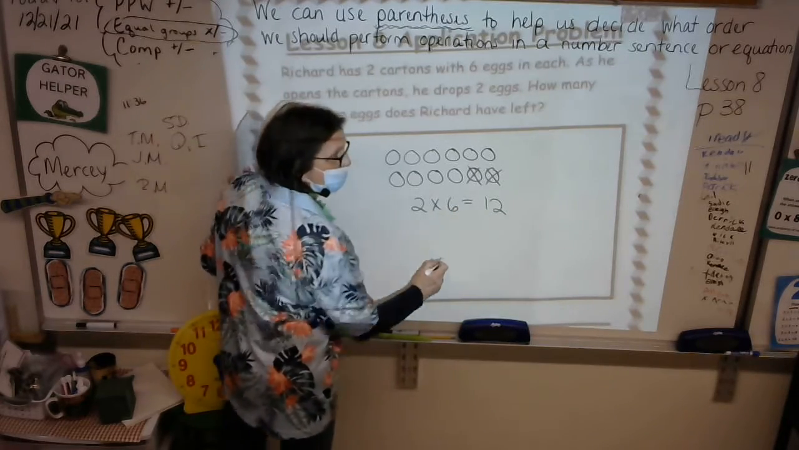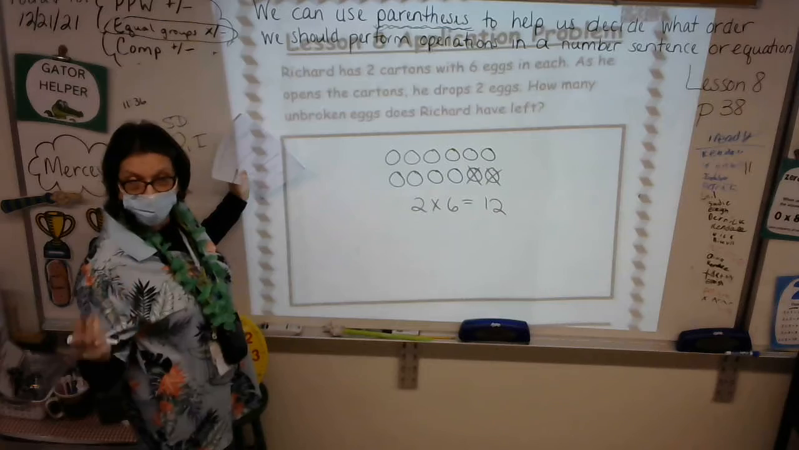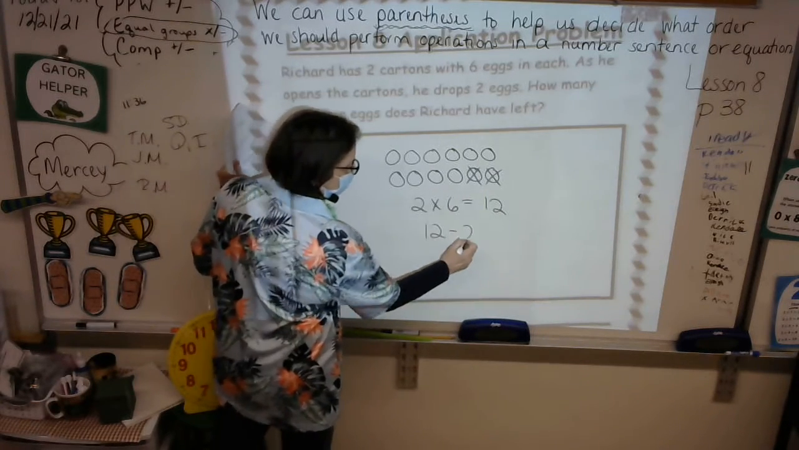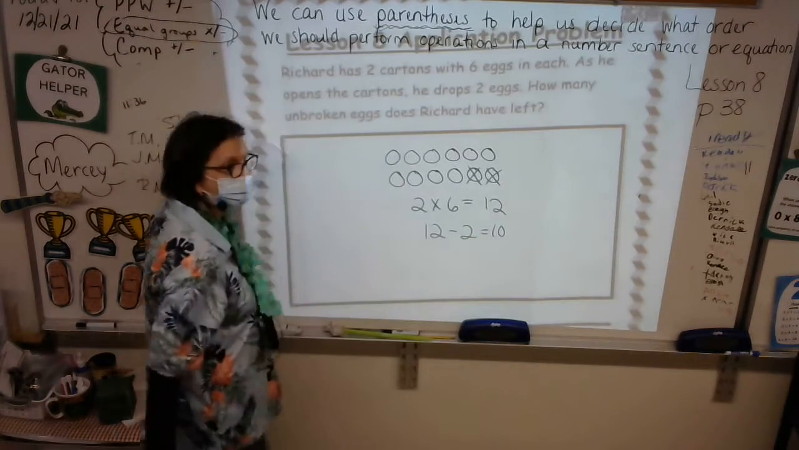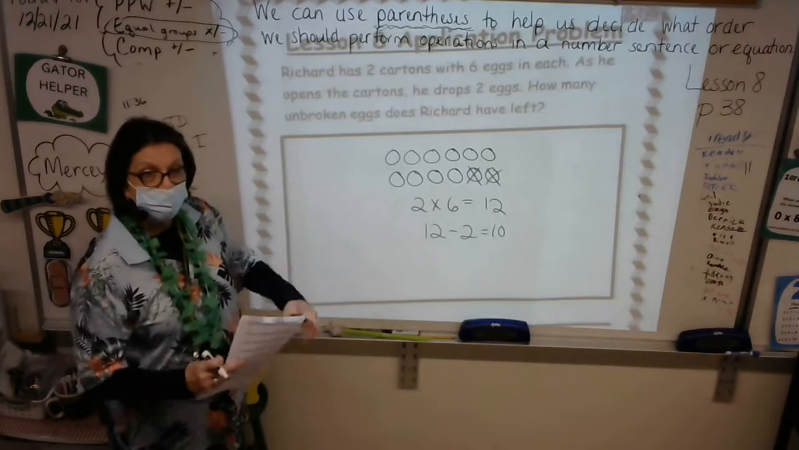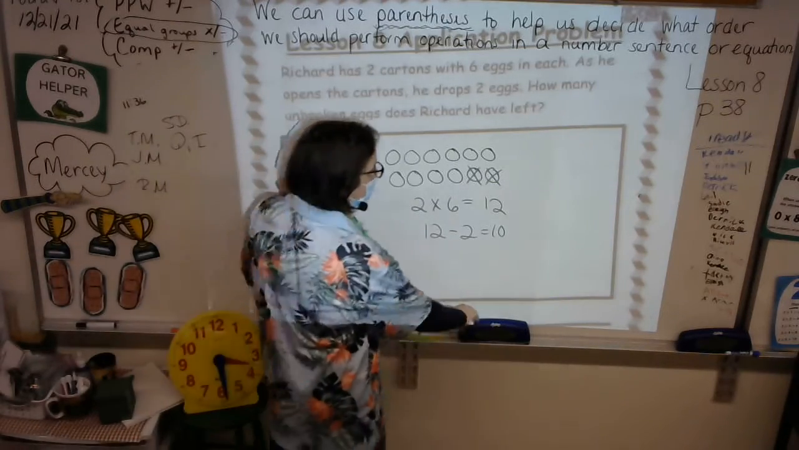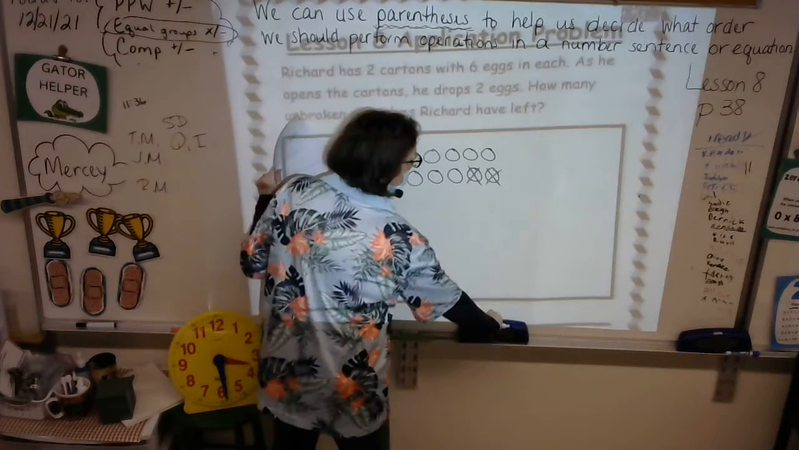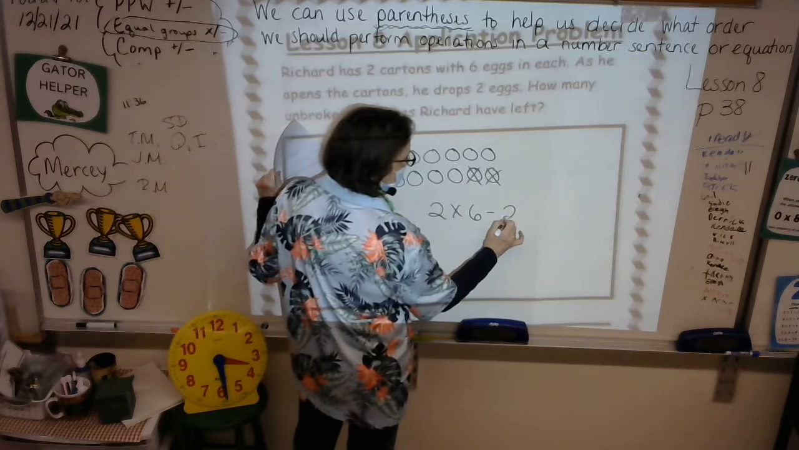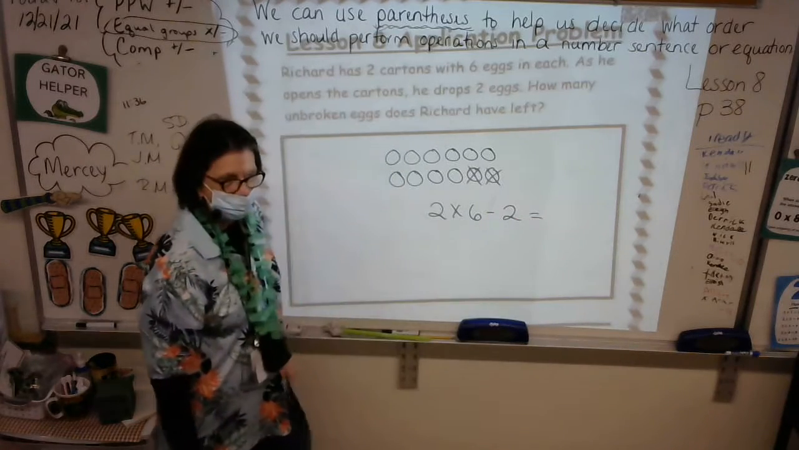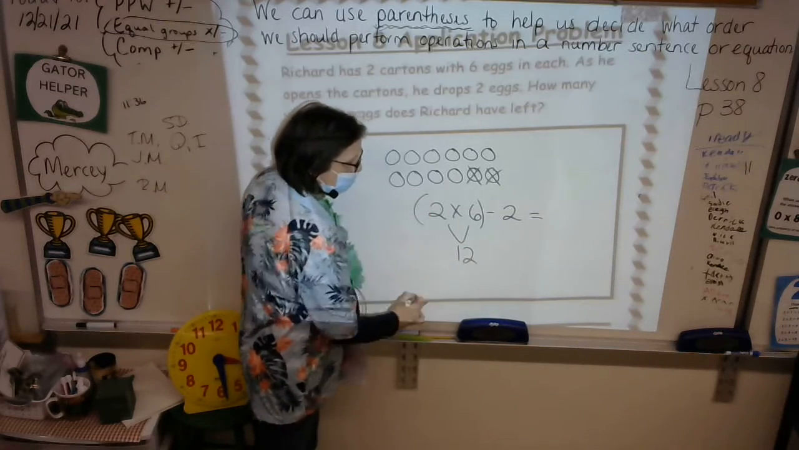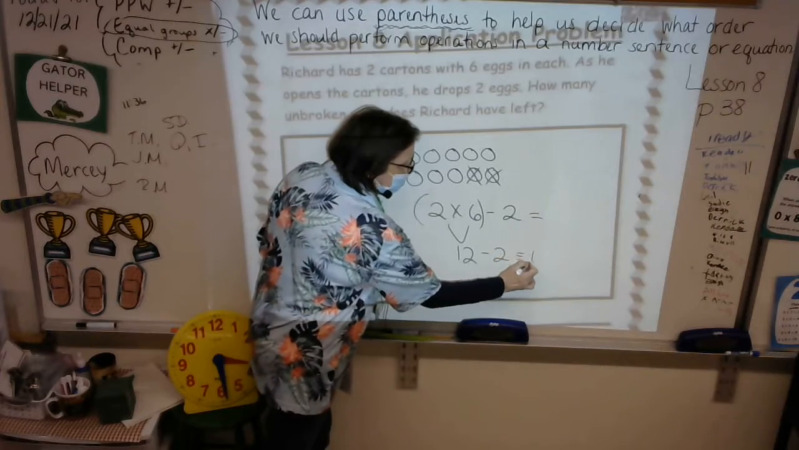How many of you did that yesterday? And then you probably wrote another number sentence, and your second number sentence was 12 subtract 2 equals 10. So you did end up with 10 eggs left. But here's where you're going to learn about the importance of parentheses. What if I just wrote 2 times 6 minus 2 equals? Okay, if I do 2 times 6 first, I get 12, right? And I subtract 2, and I get 10.